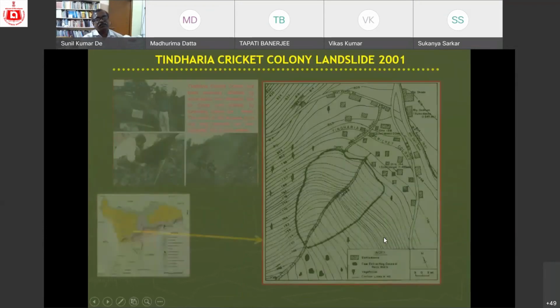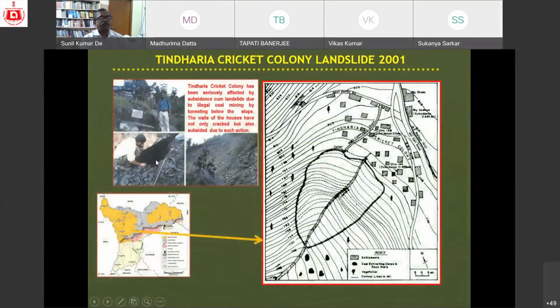Now this is the Trinidad cricket colony landslide, and you see these are the coal mines, and they have collected these coals unscientifically without filling sand, water, anything. It started in 1993, but till today it is continuing.